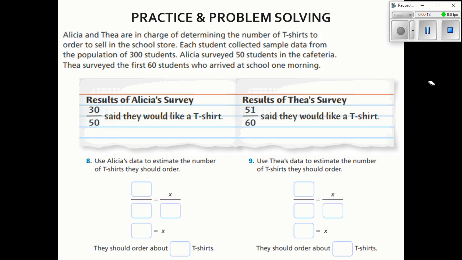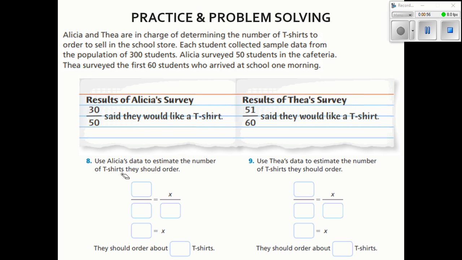It says here, Alicia and Thea are in charge of determining the number of t-shirts to order to sell in the school store. Each student collected sample data from the population of 300 students. Alicia surveyed 50 students in the cafeteria, and Thea surveyed the first 60 students who arrived at school one morning. The results of Alicia's survey: 30 kids out of 50 said that they would like shirts.